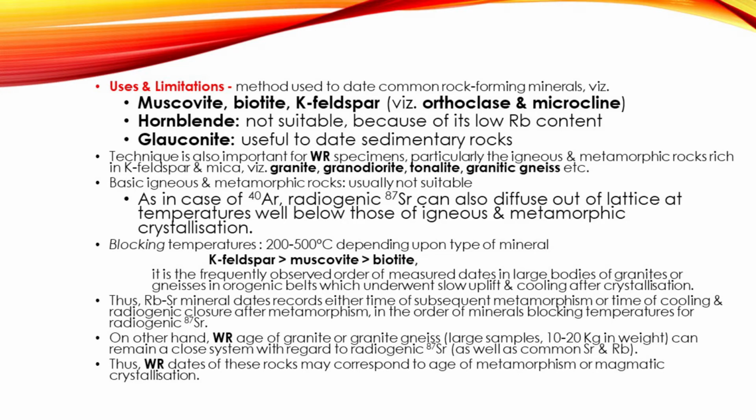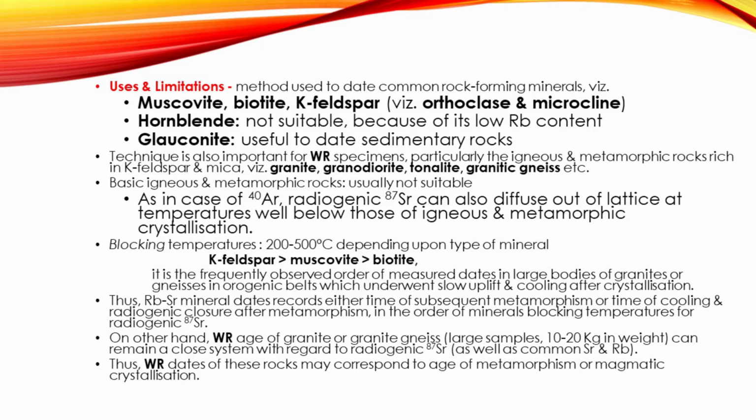This technique can also be carried out on whole rock specimens, particularly igneous and metamorphic rocks which are rich in potassium feldspar and mica, such as granite, granodiorite, tonalite, and granitic gneisses, etc. Basic igneous and metamorphic rocks are usually not suitable for dating by this technique.